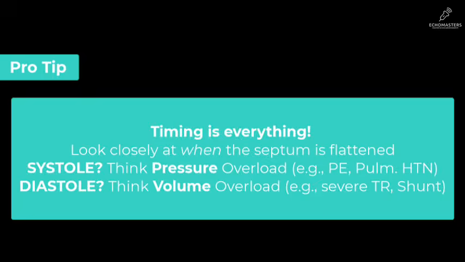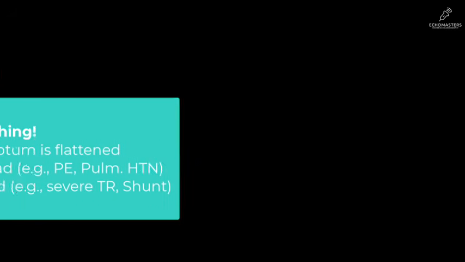Also consider the timing of the septal flattening. If it's mainly systole, think pressure overload like pulmonary embolism or pulmonary hypertension. If it's diastolic, think volume overload like severe tricuspid regurgitation or a significant shunt. So that's another red flag identified from a single window, showing how the echo can make a huge difference in managing two patients with the same presentation but completely different underlying causes.